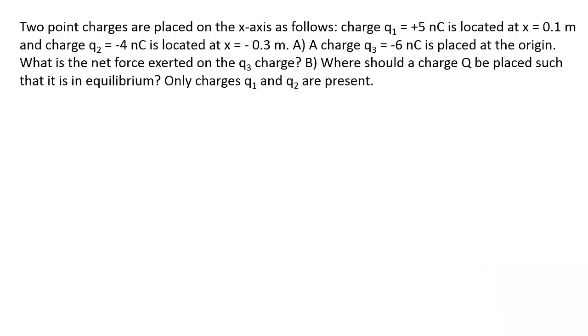Two point charges are placed on the x-axis as follows. Charge Q1 equals plus 5 nanocoulombs is located at x equals 0.1 meters, and charge Q2 equals minus 4 nanocoulombs is located at x equals minus 0.3 meters. A. A charge Q3 equals minus 6 nanocoulombs is placed at the origin.